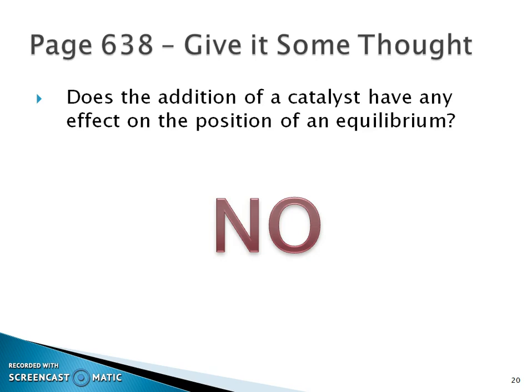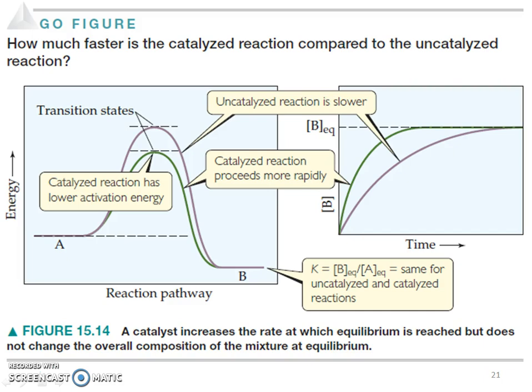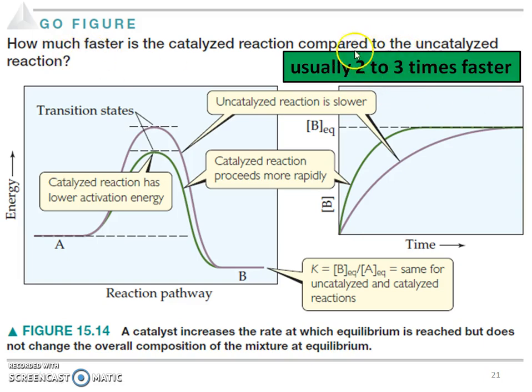No, okay? Catalyst, the only thing that the catalyst does is speed up the reaction, okay? So if we look at this, we have a catalyzed versus a non-catalyzed. So how much faster does a catalyzed reaction compare? We're going to say maybe between 2 and 3 times faster. But now if we look at this box, we have our K, our constant, right? We didn't say anything about a catalyst affecting our K.